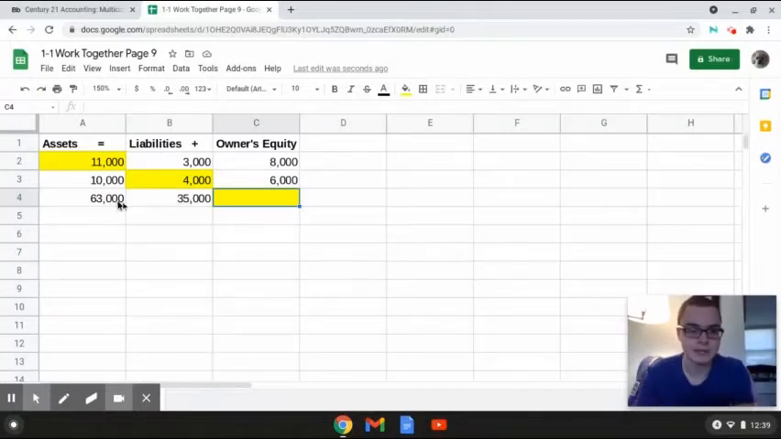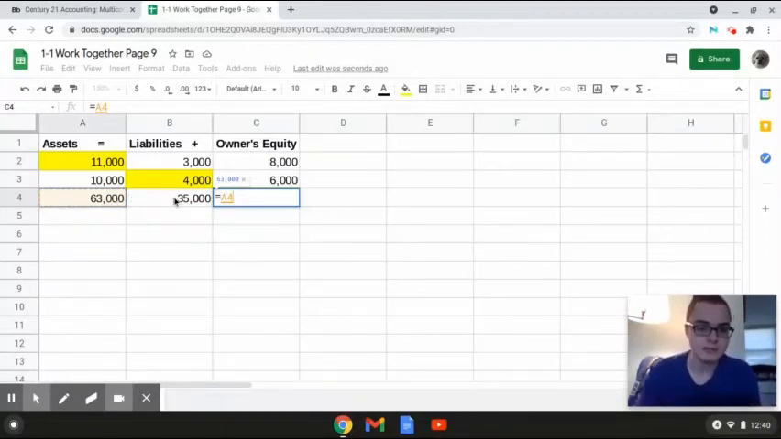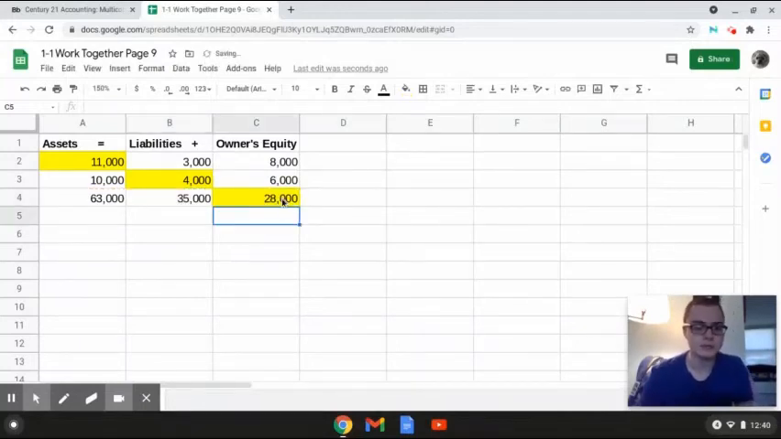And then number 3, we have to figure out owner's equity. So we are given our assets and our liabilities, and we have to figure out owner's equity. And the way that we're going to do that is just like before what we did with the liabilities. We're going to take the assets and subtract the liabilities. So I'm going to do assets, which is 63,084, and subtract our liabilities, B4, that's 35,000, and that will give me 28,000. Because if we take 35,000 and add it to 28,000, that gives us 63,000.